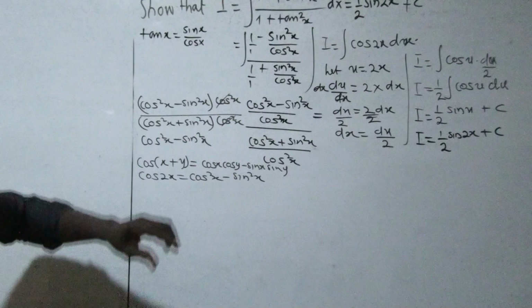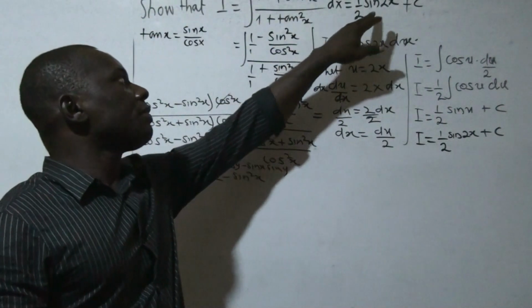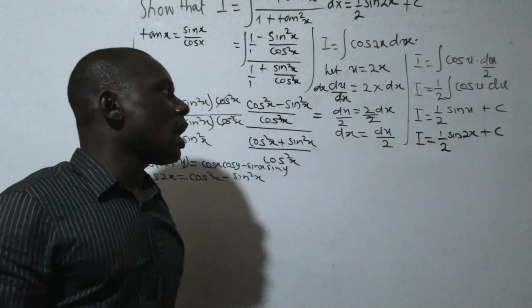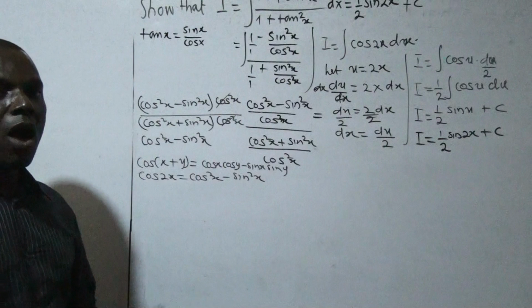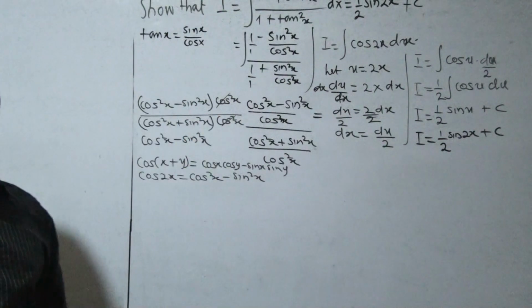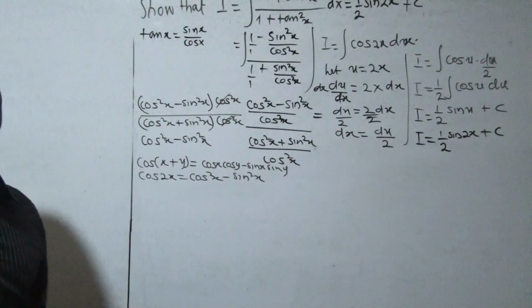So that means we have been able to show that this integral is equal to half sine 2x plus an arbitrary constant. This is how to maneuver this kind of integral function.